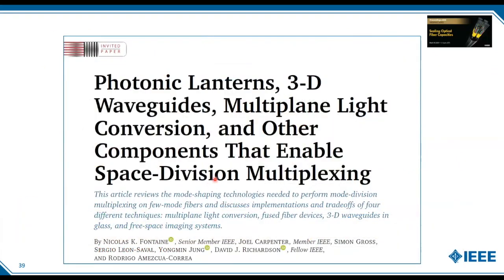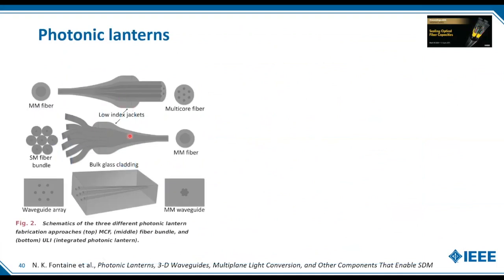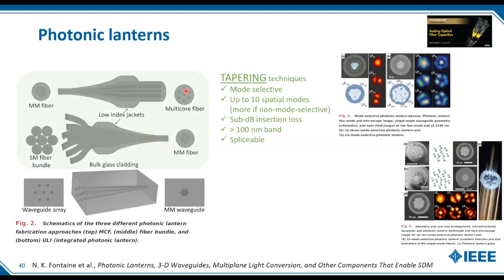The paper by Nick Fontaine and co-authors reviews components that enable SDM by interfacing single mode and multi-mode technology, for instance by allowing to multiplex and demultiplex single mode signals in SDM fibers. Now, this figure shows three types of photonic lanterns. The first two are made with tapering techniques. They connect a multi-core fiber and a multi-mode fiber, or a single mode fiber bundle and a multi-mode fiber.